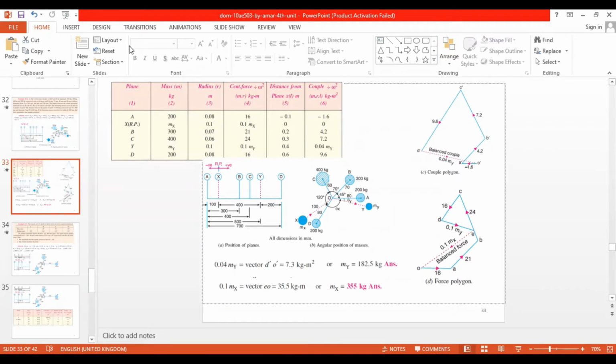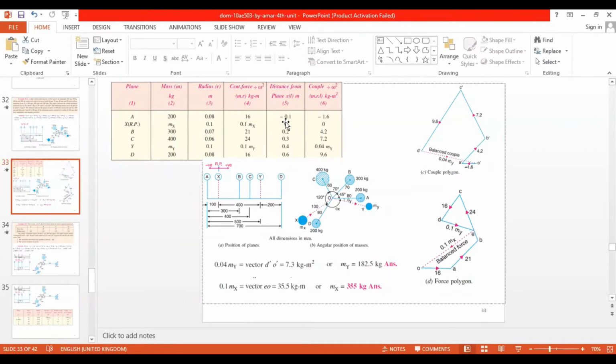Now we will put the distance from the planes. So here x is taken as the reference plane, so I put x as 0. If you have taken A as the reference plane, you can put 0 there, or Y as the reference plane, you can put 0 there. That's up to you. Usually we take either x or y as the reference plane. From the reference plane, one side would be negative and one side would be positive. Either you can have that as positive and this as negative, or this as negative and this as positive. That's up to you.